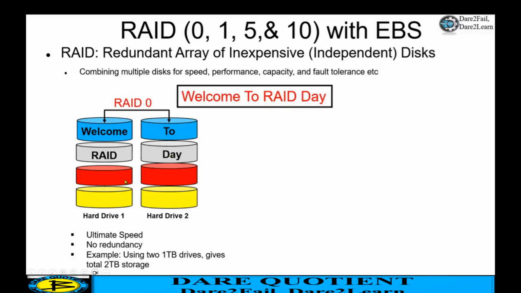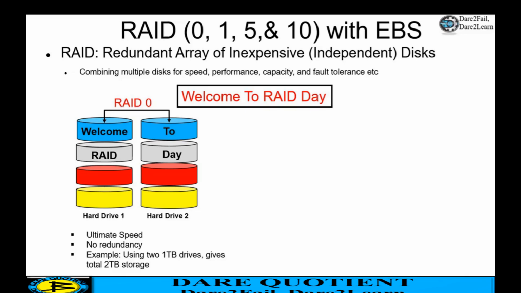So for example, you have two 1 terabyte drives. That gives you a total capacity of 2 terabytes worth of storage. You have more capacity and that gives you more speed for the RAID 0. So you have ultimate speed for the RAID 0. Now the downside to this is you do not have redundancy. If any of these hard drives fails, you lose half or all the data you have stored within this RAID configuration. So RAID 0 provides you speed, but it doesn't provide you redundancy.